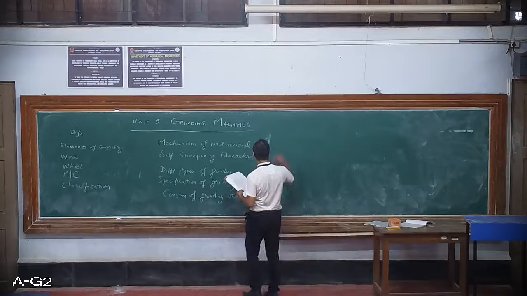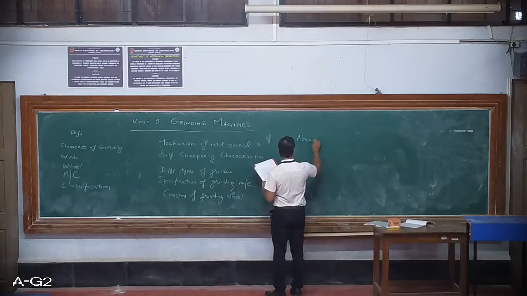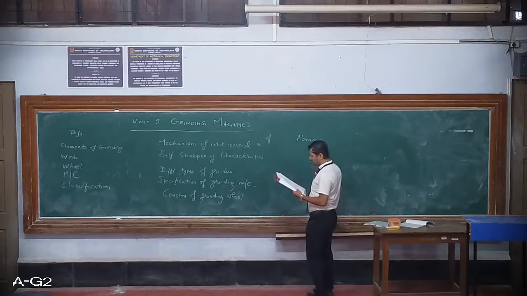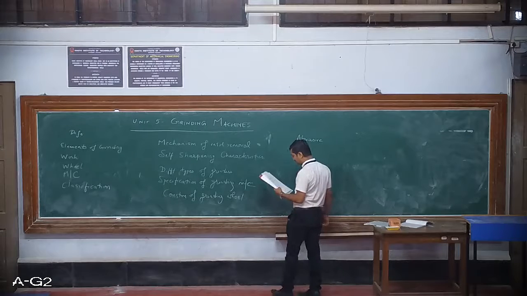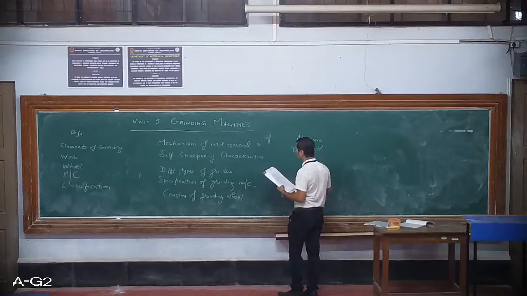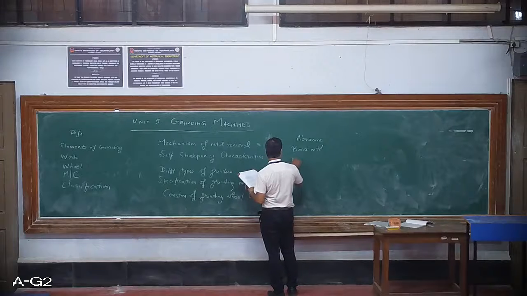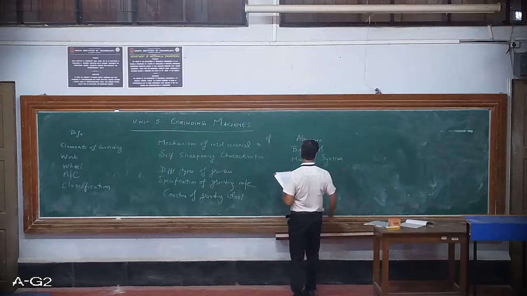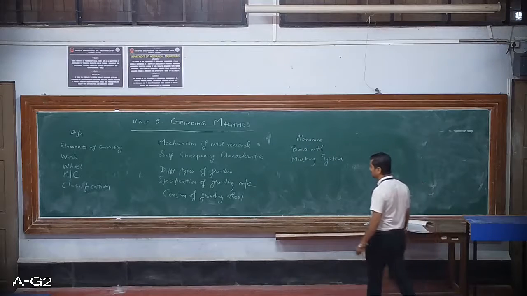Next, as a component of grinding wheel, we have the different abrasives. Abrasive, I hope you people have heard many a time. Abrasives actually perform the grinding operation. Then we have the bond material. The bond material is nothing but the one which holds the abrasives. And next we have the marking system. So this is what you people are going to study for your grinding machines topic.